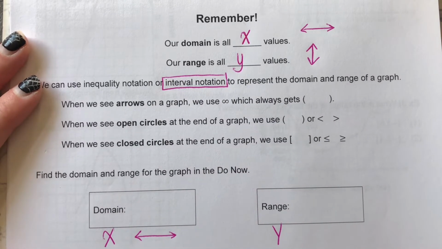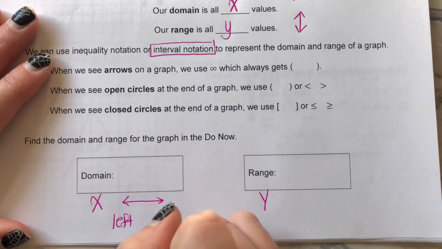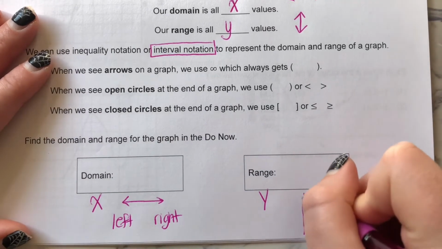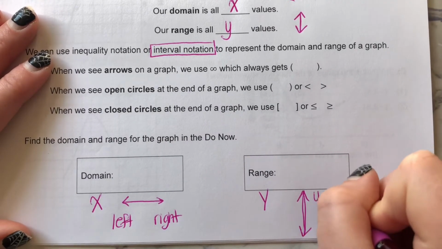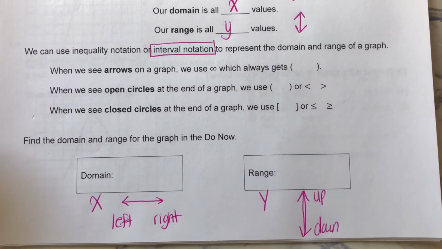Let's add that to our notes at the bottom here. I want you to literally write it moves left to right. And I know that the range moves up and down. All right, and I literally want you to write up and down. All right, so just be aware of that.